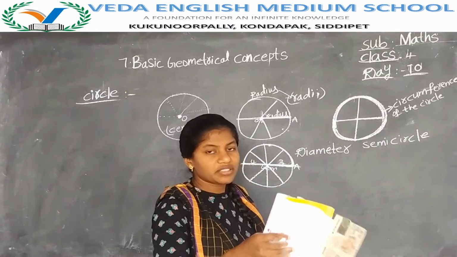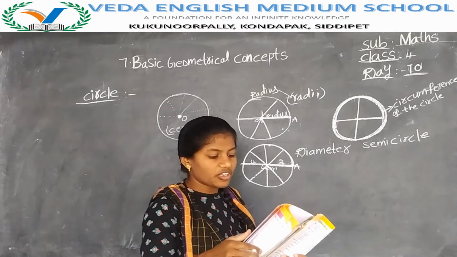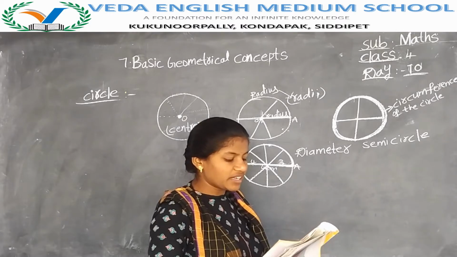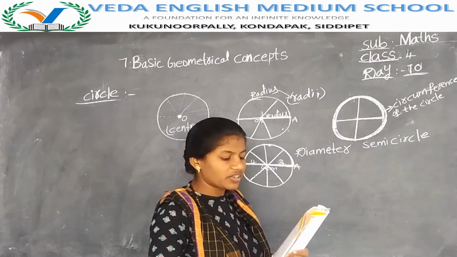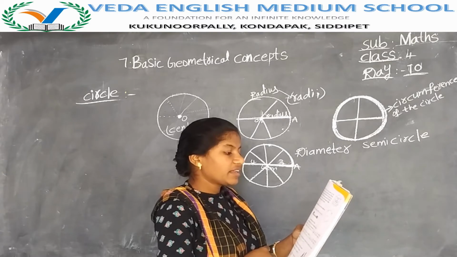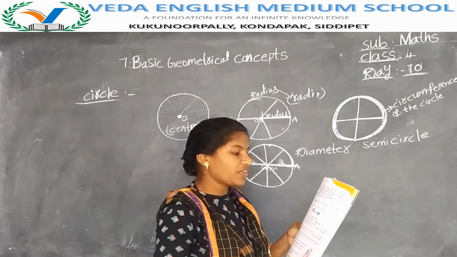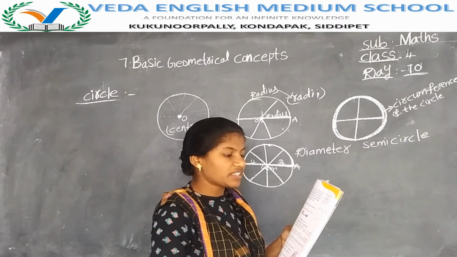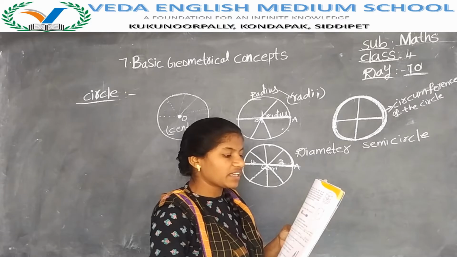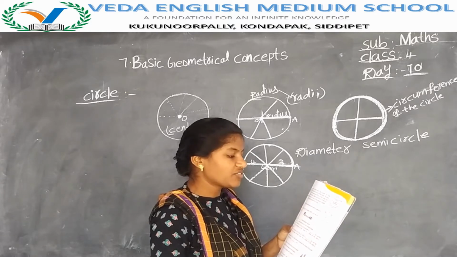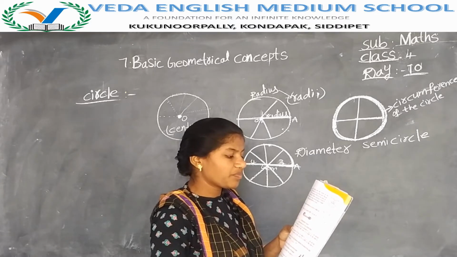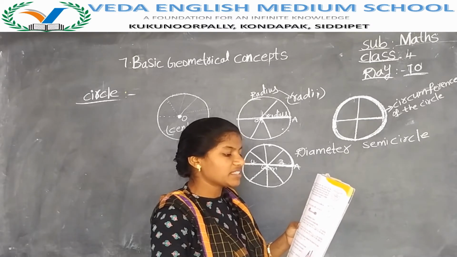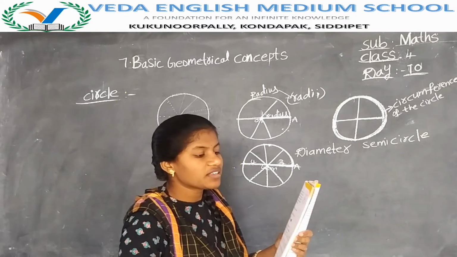Then next, chord of the circle. Chord of a circle means a line segment joining any 2 points on the circle is called a chord of the circle. The endpoints A and B of line segment AB lie on the circle, so AB is a chord of the circle. Other chords are CD, EF. Chords of a circle may or may not be equal in length. The diameter is the longest chord of the circle.